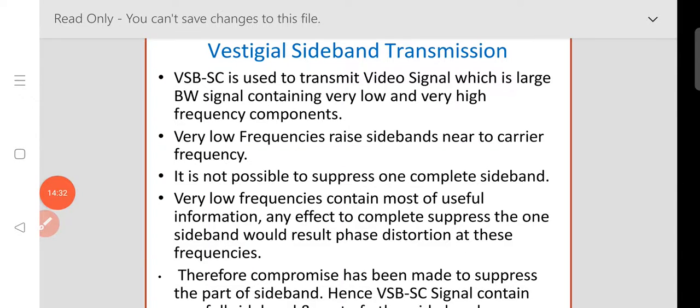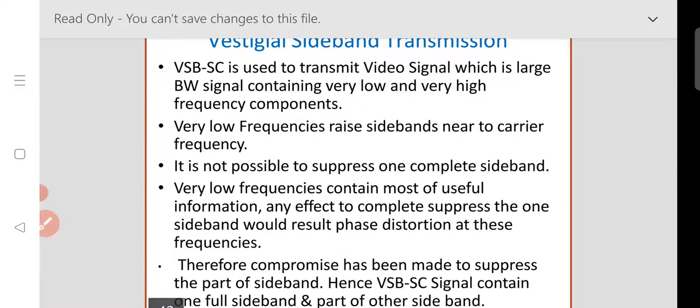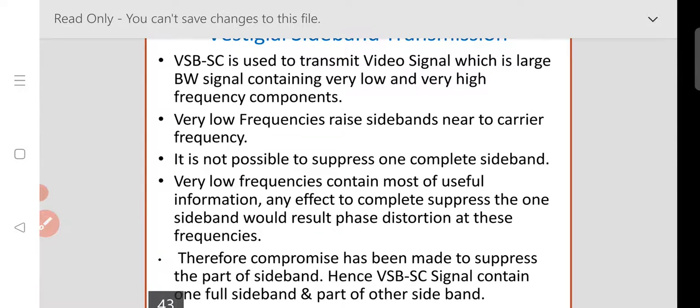Coming to the conclusion, vestigial sideband transmission, VSB-SC, is used to transmit video signals, which have a large bandwidth containing very low and very high frequency components. For sending those types of signals, we use the vestigial sideband technique. Vestigial sideband is also called VSB-SC, because the carrier is also suppressed.